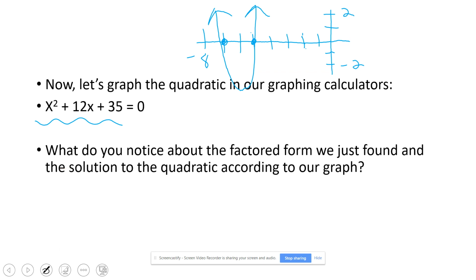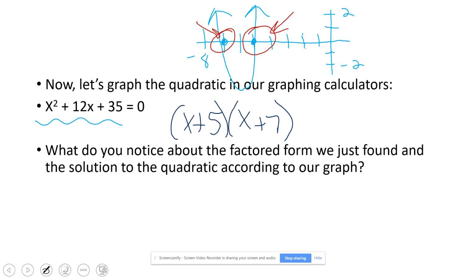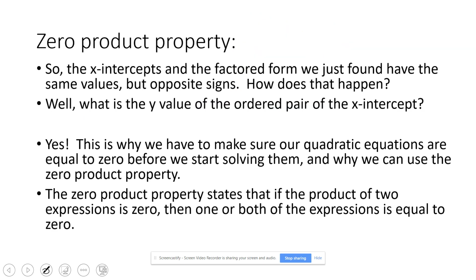So the question is, what do we notice about the factored form that we had, which was x plus 5 and x plus 7, and the x-intercepts that we have on our graph? Well, it certainly looks like our x-intercepts are at -7 and -5, which are the same as the x plus 5 and the x plus 7, just opposite signs. Coincidence? Definitely not. So x-intercepts and the factored form have the same values but opposite signs.